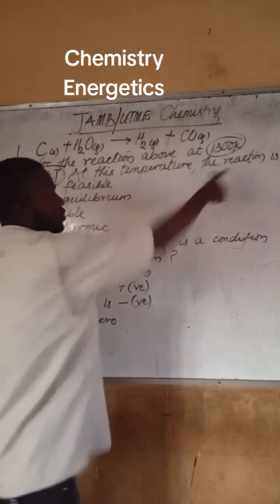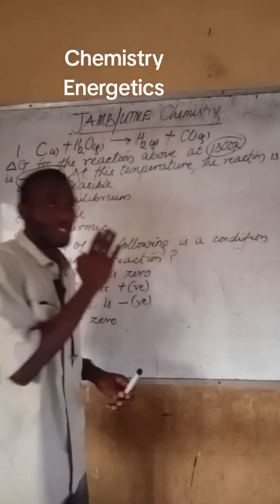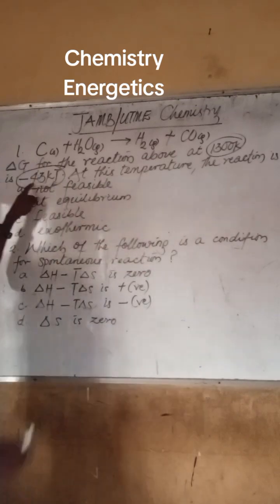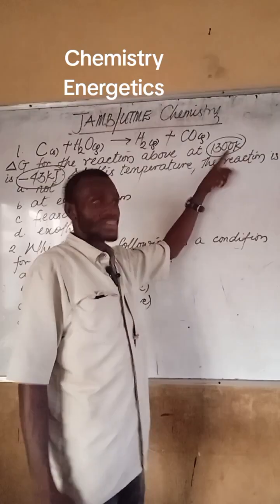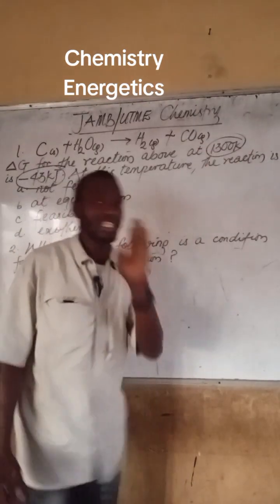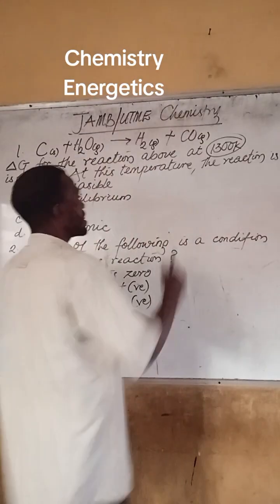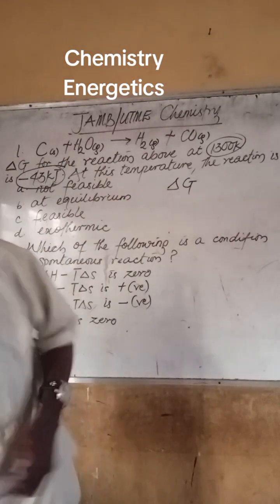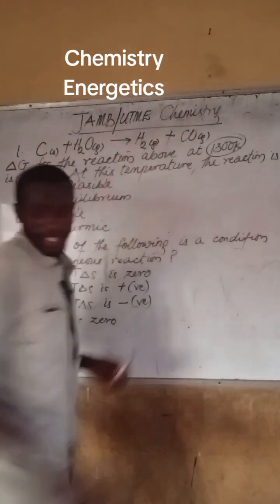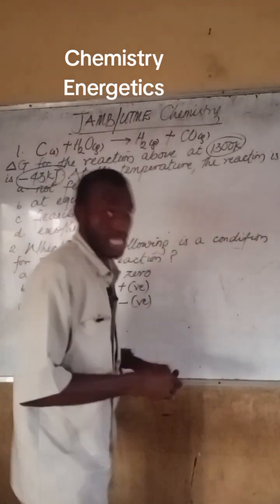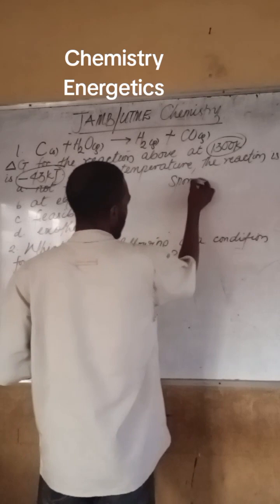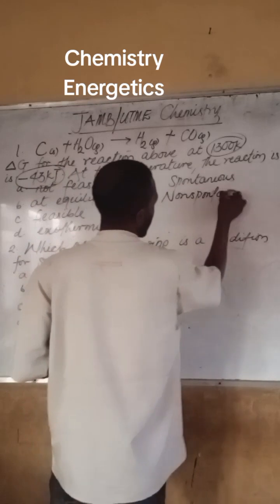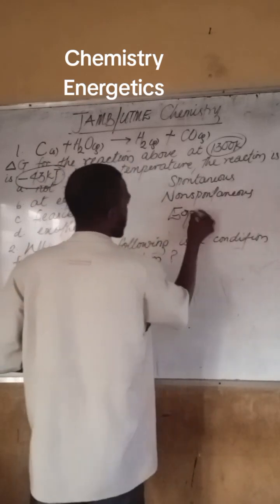At this temperature, the reaction is, now if you look at this question, it is very tricky. It tries to shift your attention from this energy change to the temperature. It says at this temperature, the reaction is what? Now the first thing you should keep in mind is that we have three types of reaction based on their feasibility or spontaneity. We have spontaneous reaction, we have non-spontaneous reaction, and we have reactions at equilibrium.